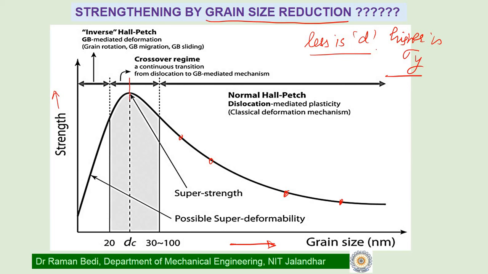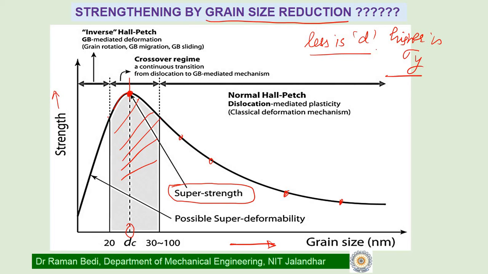But this is valid only up to a maximum point, which we say is a crossover point. After that, you do not observe further strengthening because of grain size reduction. That value is normally in the range of around 20 to 30 nanometers. If you go below that, we understand that the strength starts going down. So here you are referring to this working zone where you have what we call super strong materials, and that is where we say super strength is achieved.